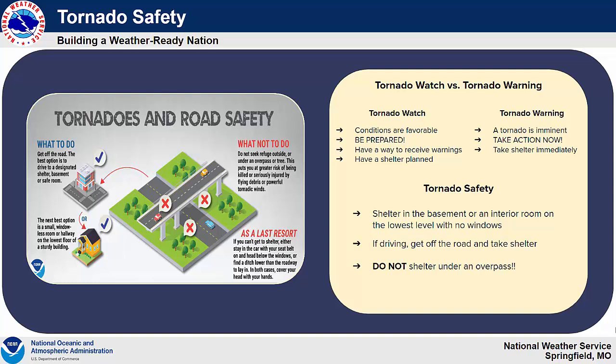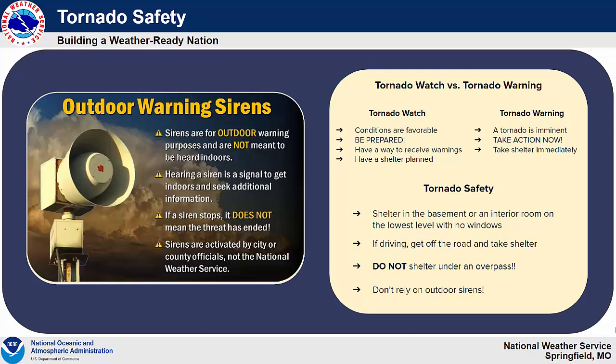However, if that's not possible, as an absolute last resort, you can either stay in your car with the seatbelt on, making sure your head is below your windows, or get into a nearby ditch that's lower than the roadway. Now, these two options are definitely not the best options, but can be used as an absolute last resort. An important thing to remember is that staying under an overpass is the worst place to take shelter and is one of the most dangerous places to be during a tornado.